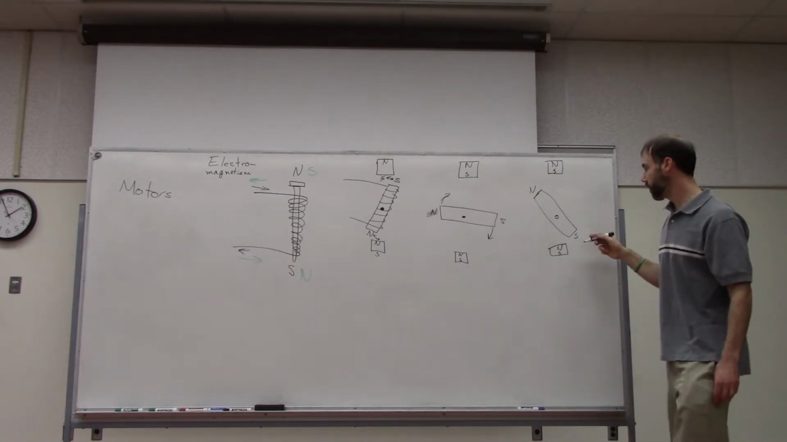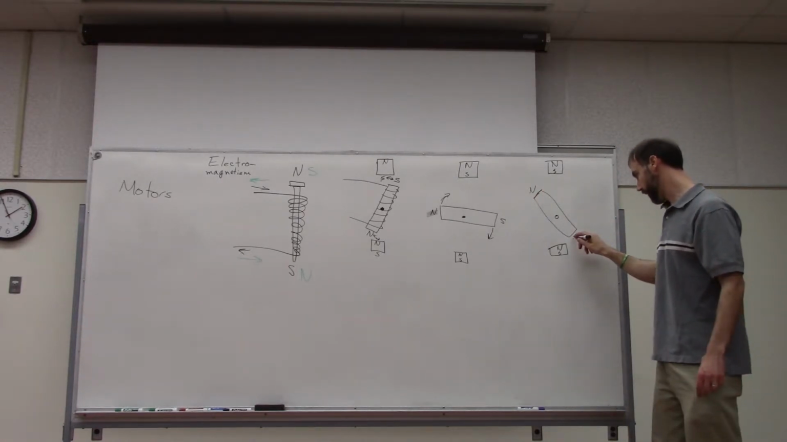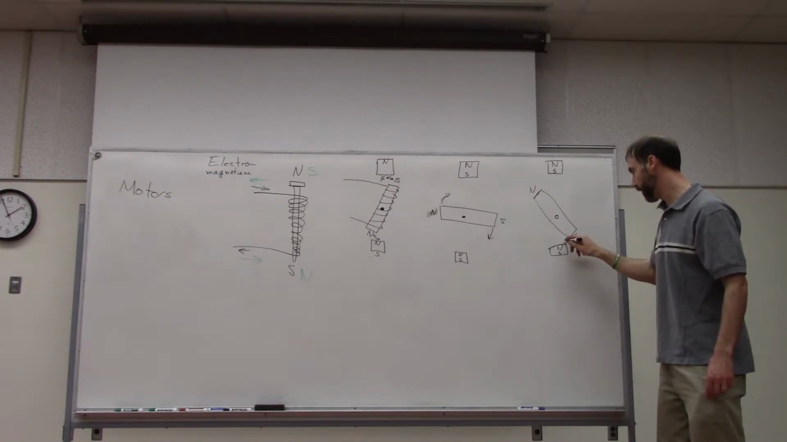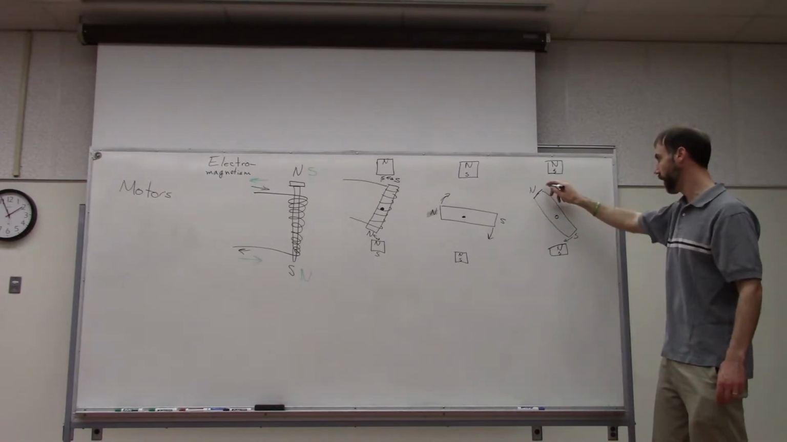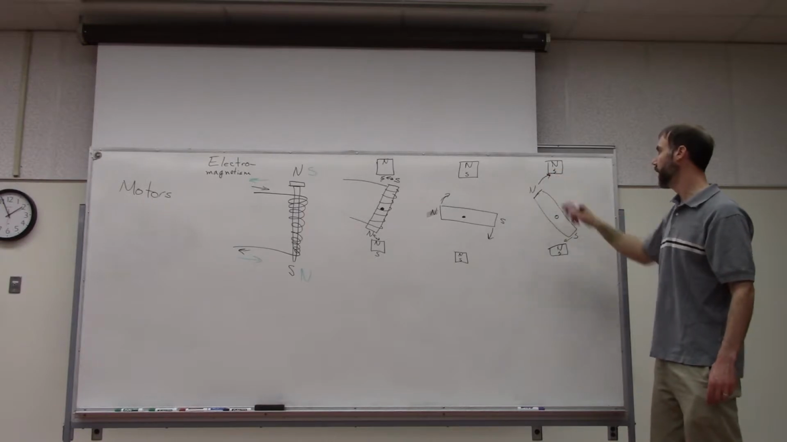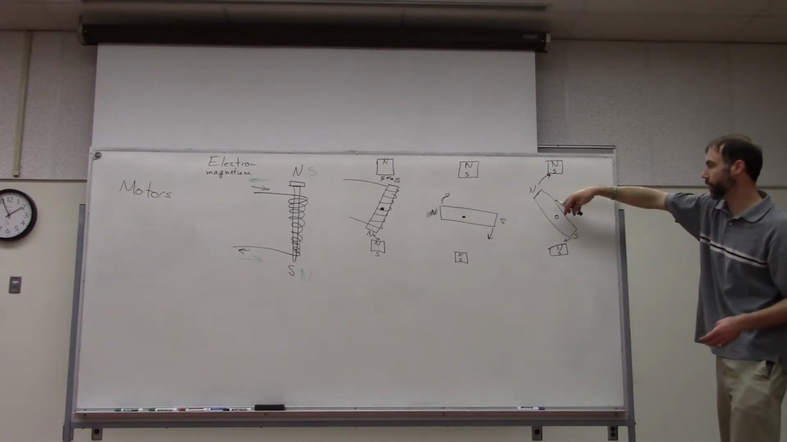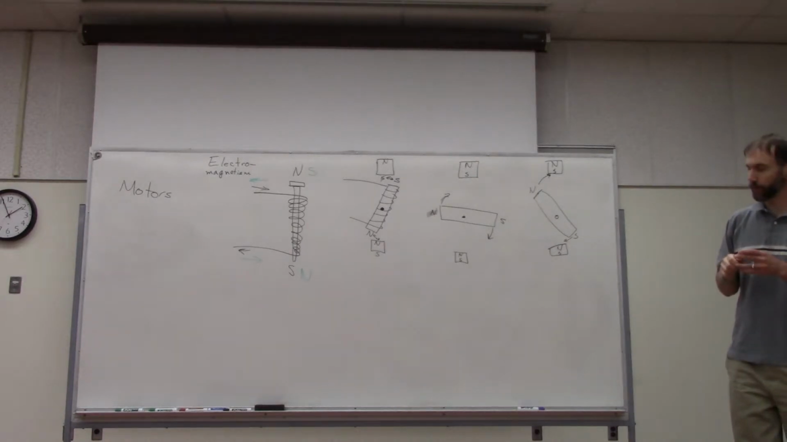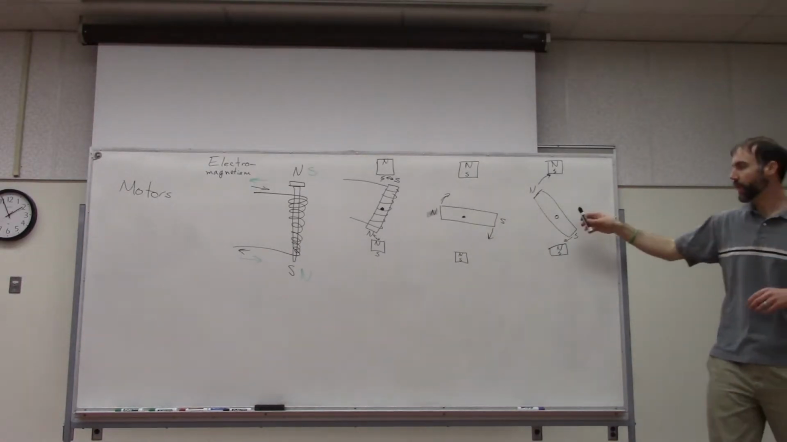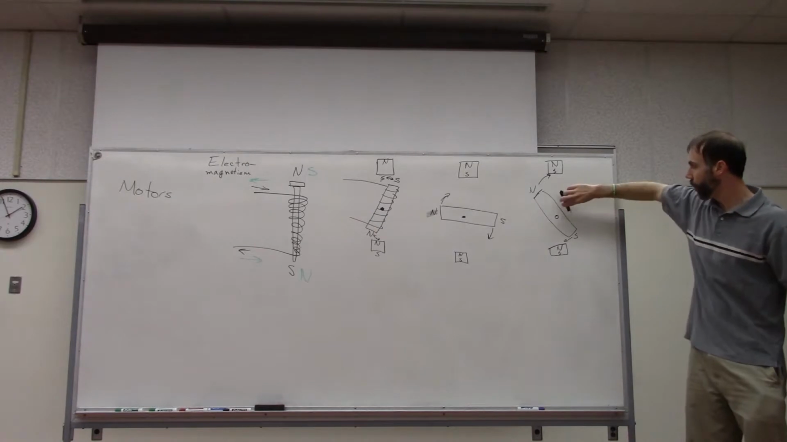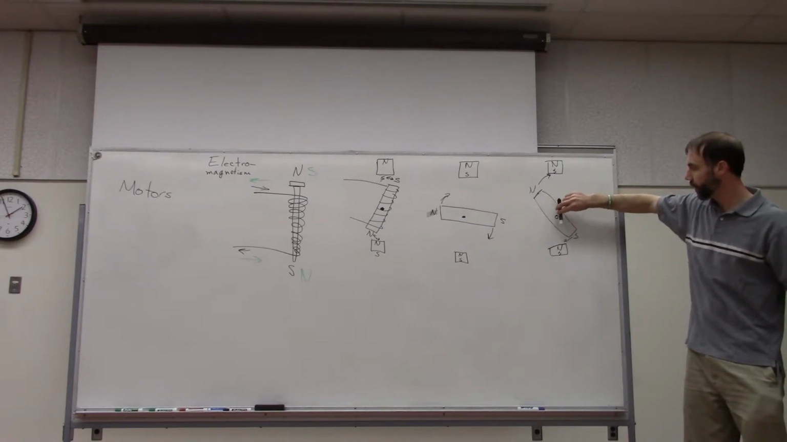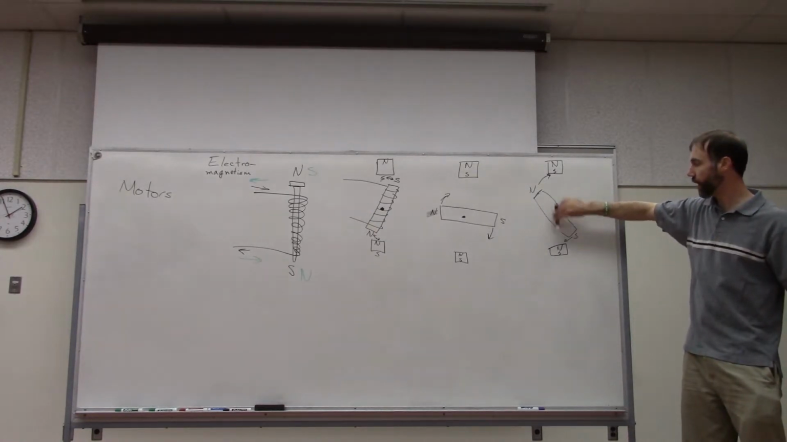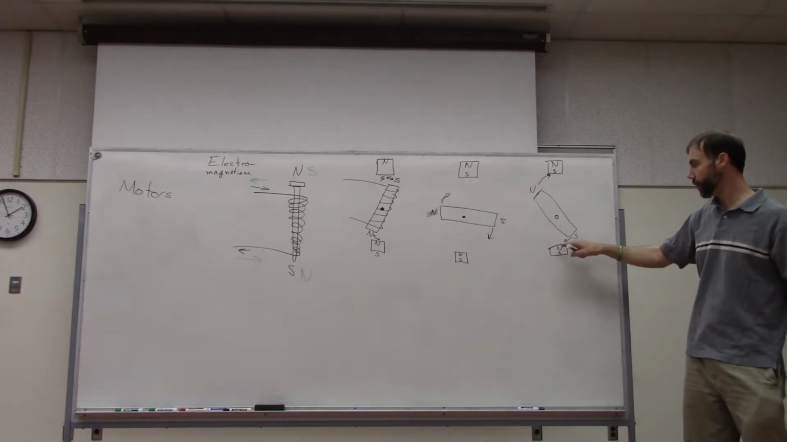And when it's here, the south pole is being attracted to the north pole, and this north pole is being attracted to that south pole. So it's still being pulled around in the same direction. But we're getting close to sort of a tricky spot, right? Because when the electromagnet gets perfectly up and down like this, then the south pole is going to be right next to the north pole. It's not going to want to go anywhere, right?